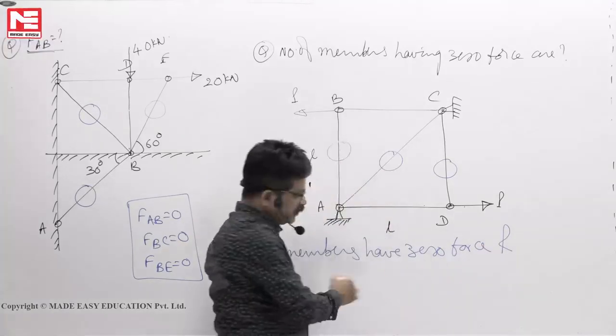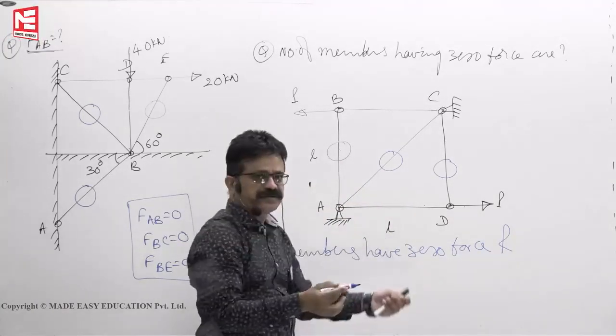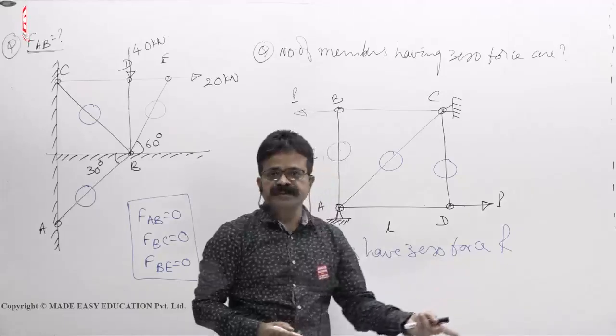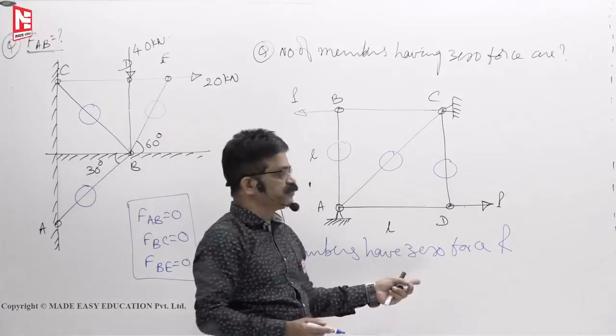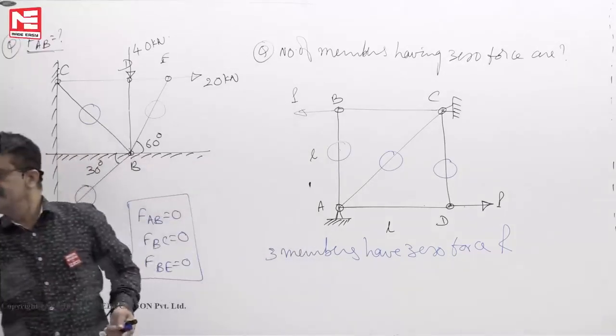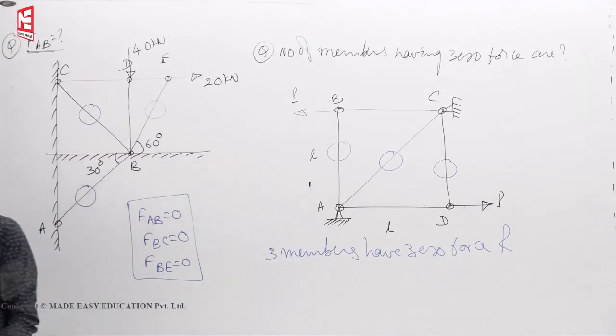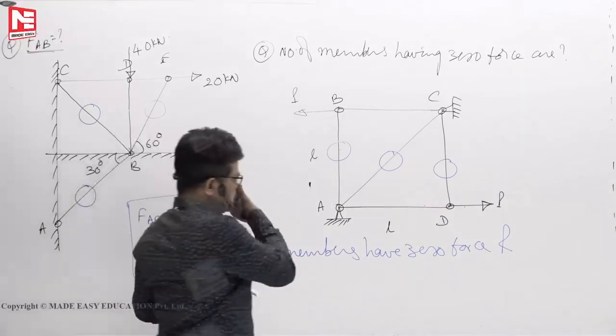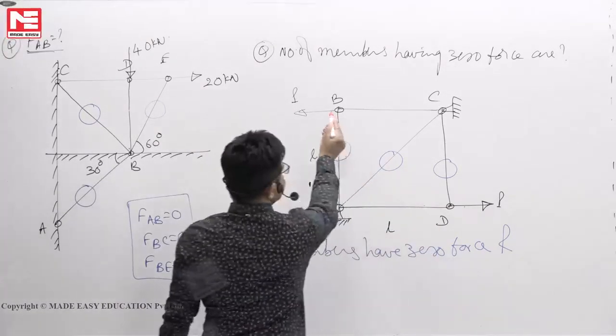And with that, the options didn't end here itself. They ask which options have 3 members with 0 force and 2 members under compression, or 3 members with 0 force and 2 members under tension. Like that they ask, which means we must know how to find forces in the other 2 members also. Now it's just by inspection.